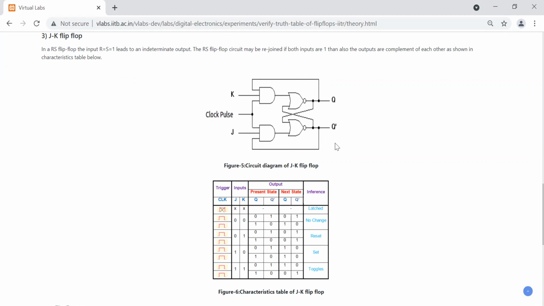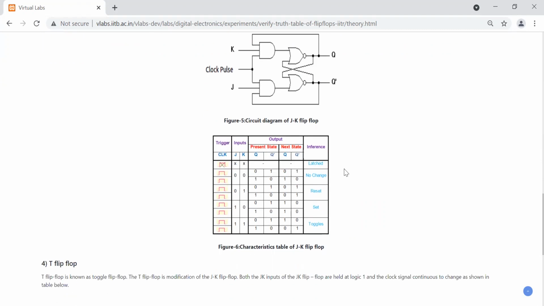The JK flip-flop consists of three inputs, that is J, K, clock pulse, and there are two outputs, Q and Q bar. This is the truth table of JK flip-flop. Again, if we look at the truth table of the JK flip-flop, it is very similar to the SR flip-flop with the difference in one of the states that we will see.